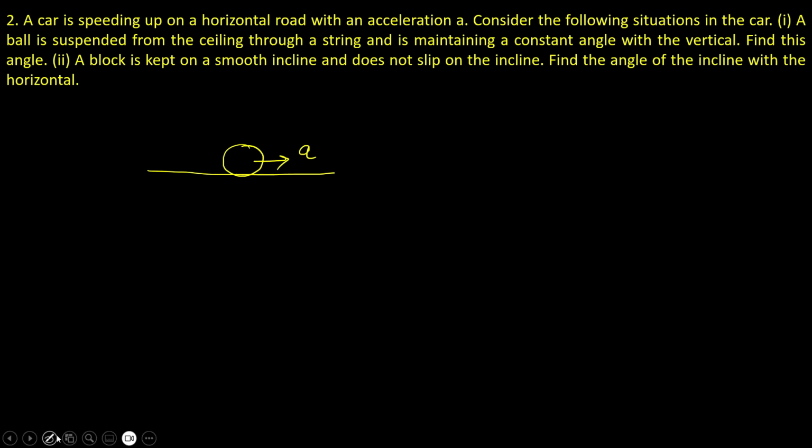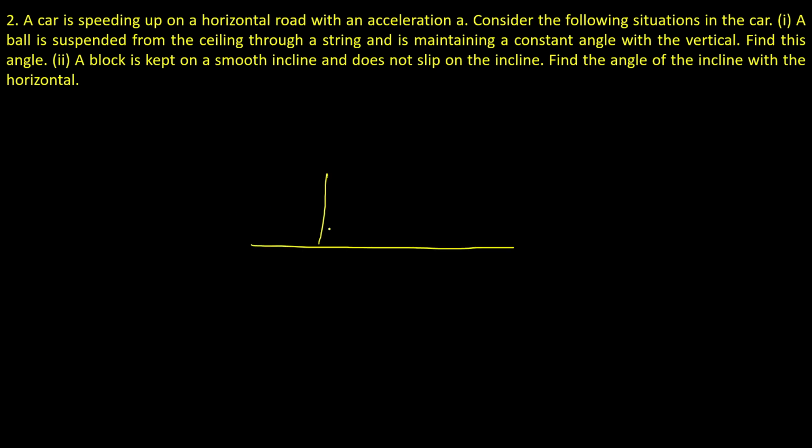So I have to make a different diagram for this car, not like this but somewhat bigger. Suppose this is our car. I'm not drawing the wheels, and this is a string. A ball is suspended from this string. When this car is moving in this direction, then obviously there will be a force in the backward direction, the pseudo force. So this string will move something like this. This trajectory will be something like this.